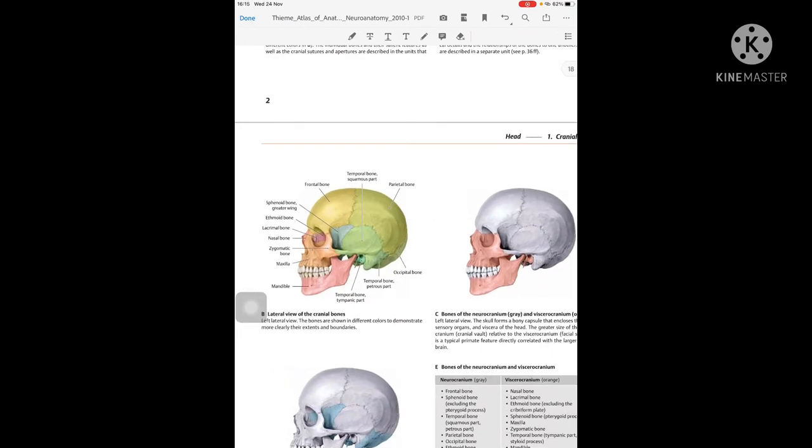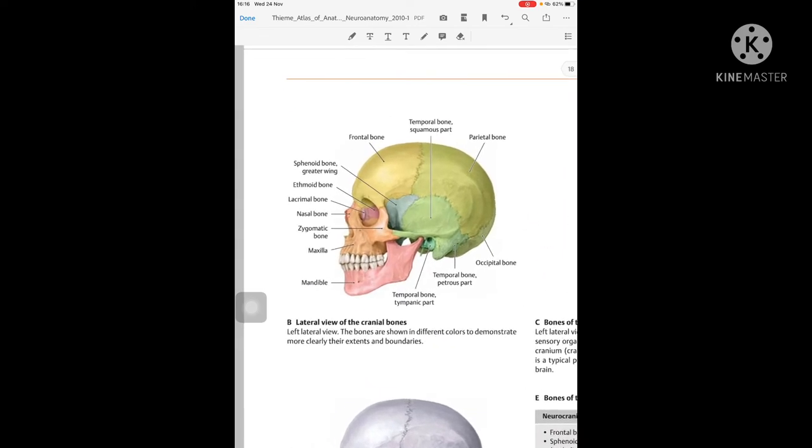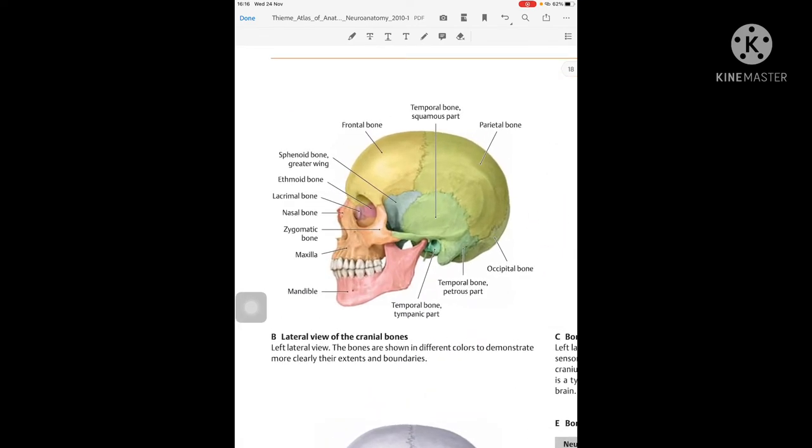So I'm also talking about the colored B part, this part of the B diagram. It's a lateral view of the cranial bones. See, all bones are present here: frontal bone, parietal bone, occipital bone, temporal bone squamous part, temporal bone petrous part, and temporal bone tympanic part. Here is the sphenoid bone greater wing, and on the inner side the lesser wing. Ethmoid bone is present in the orbit, and lacrimal bone also in the orbit, then nasal bone, zygomatic bone, maxilla and mandible.